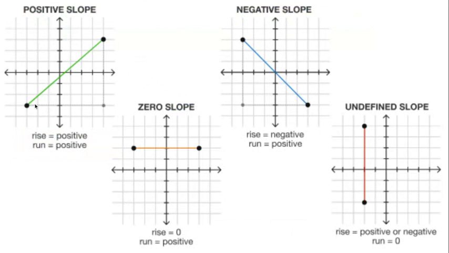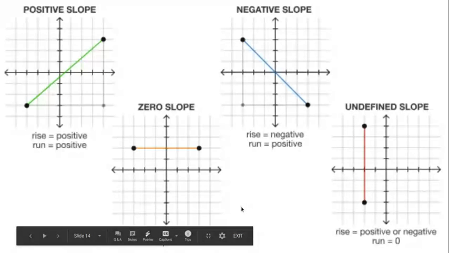So again, we have those positive slopes, negative slope, our zero slope, and our undefined slopes, and how they look on a graph.